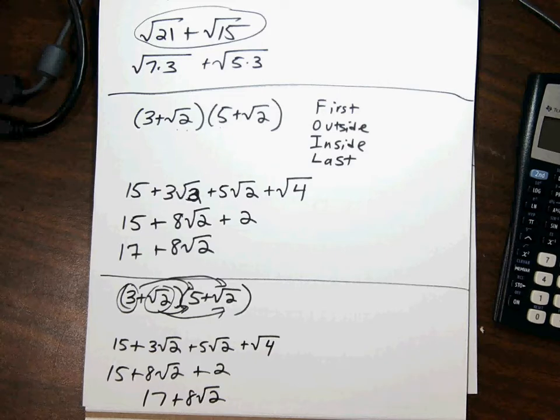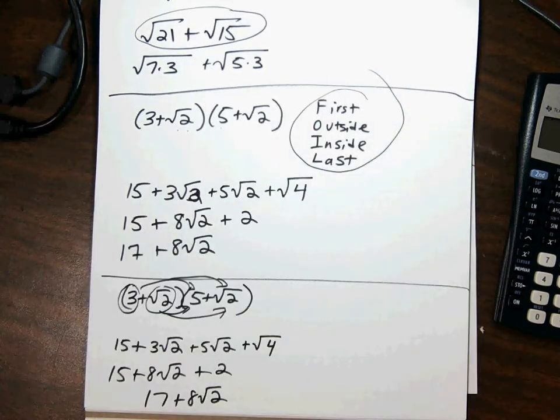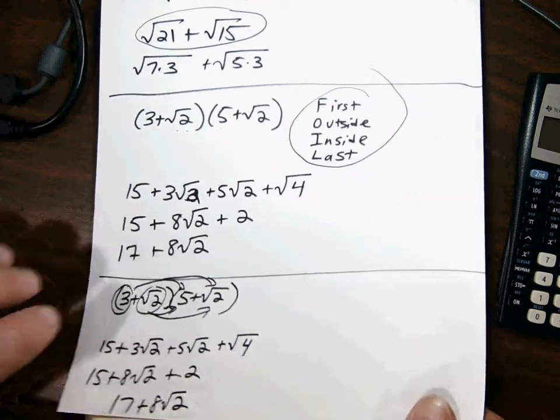So I quite often refer to that as a FOIL process, and you may have heard that term before. Anyway, that's that. Alright, so that is basic operations with radicals. Let me do one more while we're on this topic of FOIL. It comes up again.